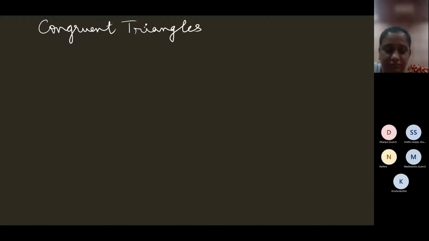So today we're going to start the next chapter, congruent triangles. All right. So the term congruent or congruency is used when two things are identical. When two things are identical in every aspect.